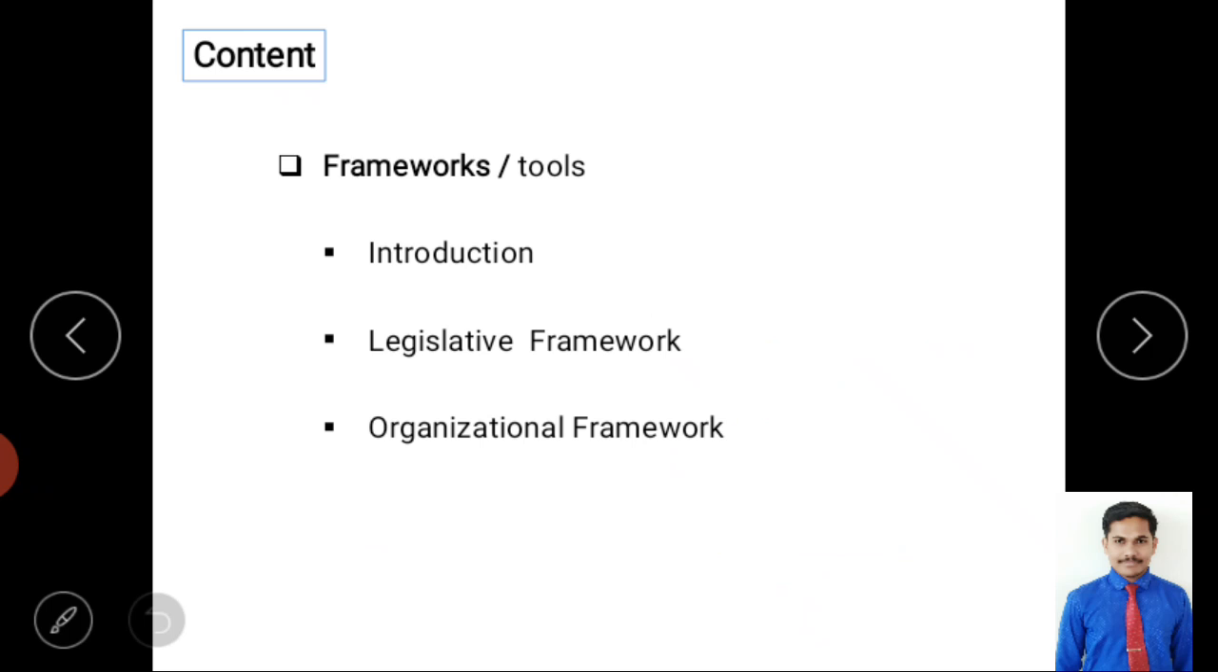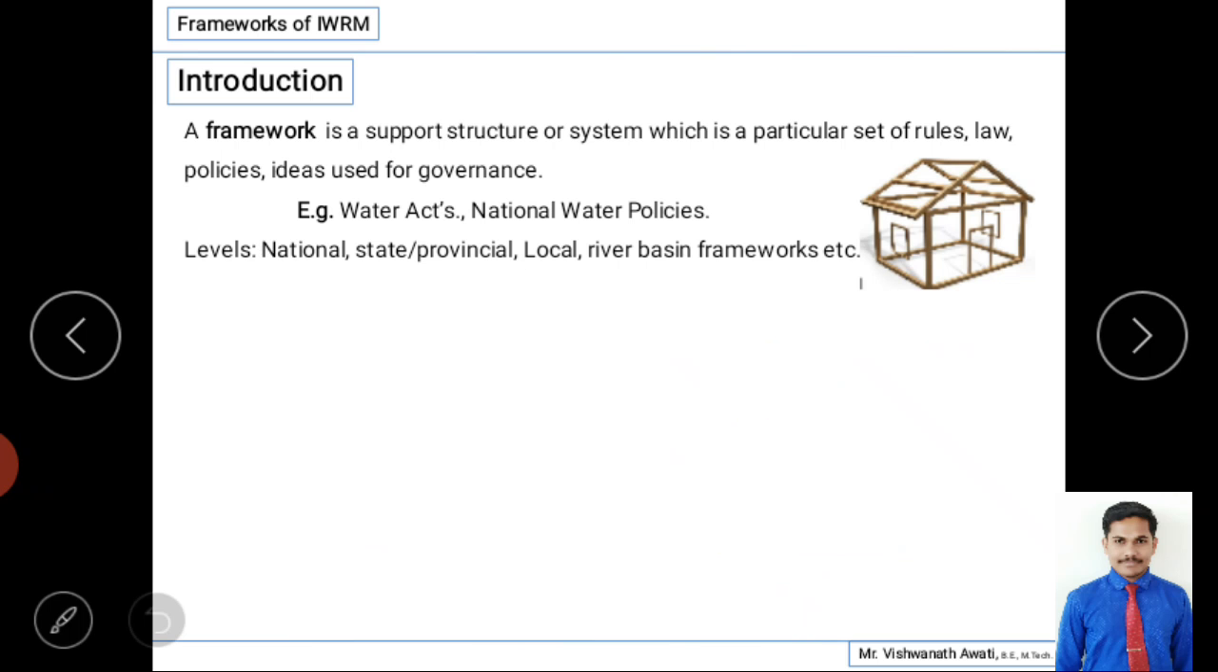So here mainly we are discussing the introduction, and one type of framework is legislative and another type is organizational frameworks, right? So now we'll start with the introduction. As we are civil engineers, we know the importance of a framework. You can see here it is a framework of a house.